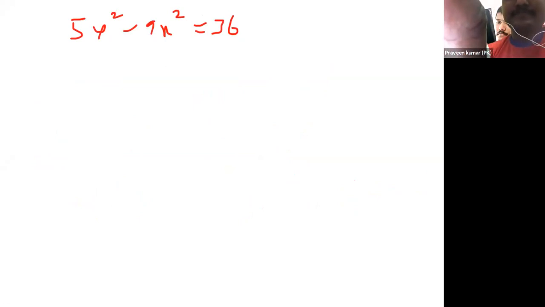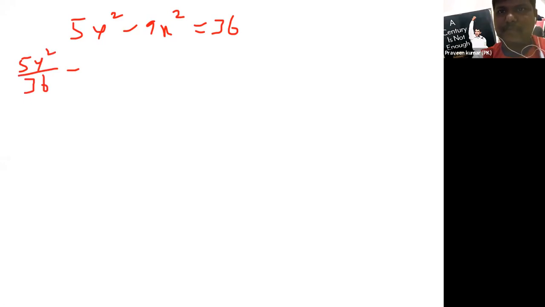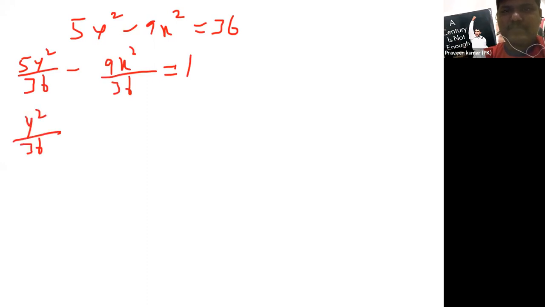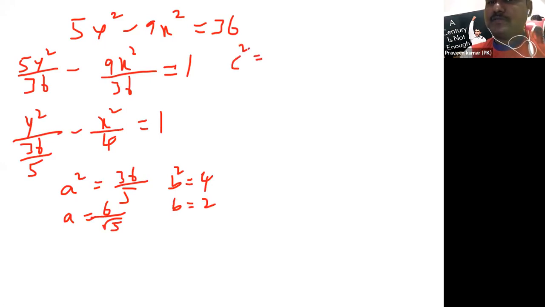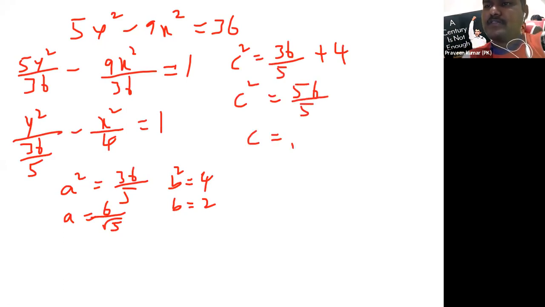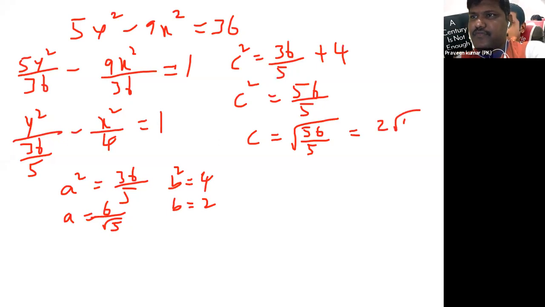How fractions? If you divide by 36, 5y square by 36 minus 9x square by 36 is equal to 1. That means y square by 36 by 5, x square by 4 is 1. a square is 36 by 5. a is 6 by root 5. b square is 4. b is 2. c square is 36 by 5 plus 4. c square is 56 by 5. c is root of 56 by 5. Root of 56 means 14 fours are, 2 root 14 by root 5.